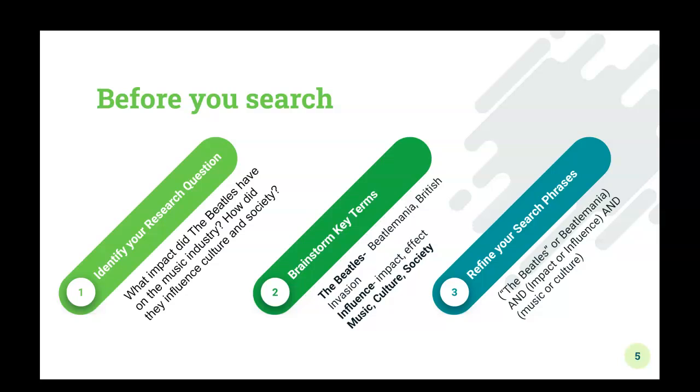When I look at that, I've got to look for some key terms. Of course, the Beatles is going to be one of my key terms, and I could equally use Beatlemania or the British invasion, which is what some people refer to that movement in the music and society at that time. For the word influence, I could use impact or effect. And I'm going to use music, culture, and society. When I create a search phrase, I'm going to use a combination of those, something like the Beatles or Beatlemania and impact or influence and music or culture. I'm going to try lots of different combinations of these key terms when I'm searching, hopefully in order to yield the best results.